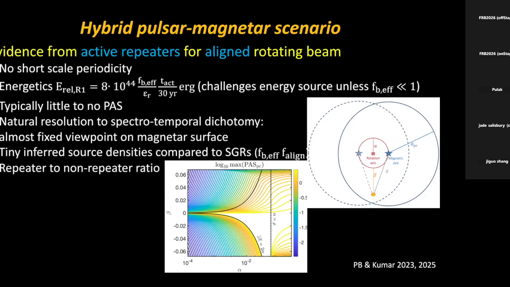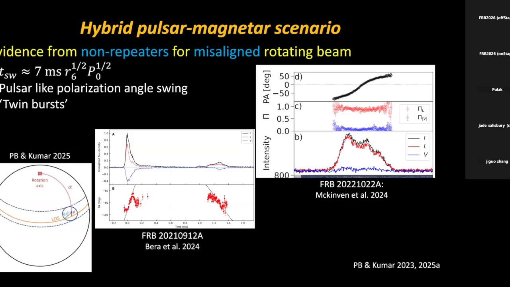It even helps to explain the spectral temporal dichotomy between repeaters and non-repeaters, because you're essentially seeing a preferential, static viewpoint on the surface of the neutron star. When you then go to non-repeaters, what we think is that these will preferentially be placed to have misalignment between the magnetic and spin axis.